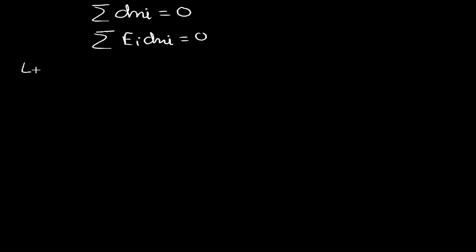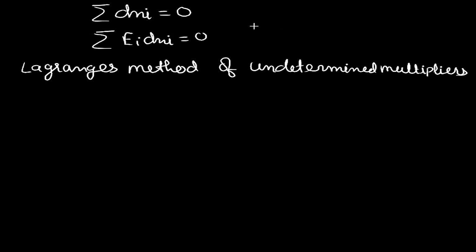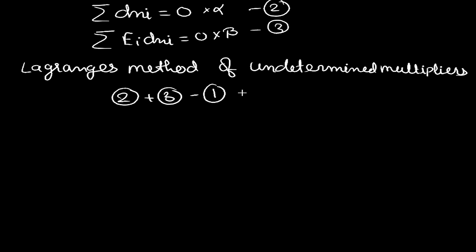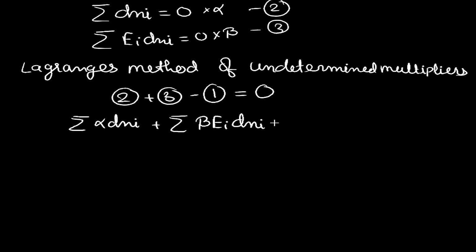So again we will use Lagrange's method of undetermined multipliers. We will multiply this equation with alpha, and this equation with beta, where alpha and beta are arbitrary constants. Suppose this is our equation number 2, this is equation number 3. We will add equation 2 and equation 3, and subtract equation number 1, and as all three are equal to 0, the operation will also be equal to 0. As a result we have the summation of alpha dni plus the summation of beta ei dni minus the summation of ln of (gi upon ni minus 1) into dni, and that is equal to 0.